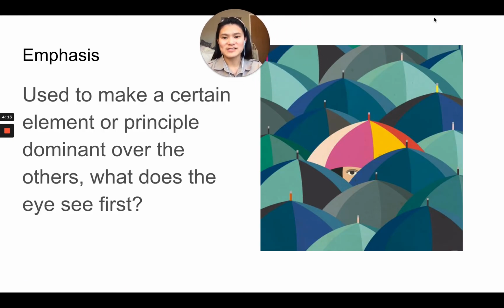And then we have emphasis, which is used to make a certain element or principle dominant over the others. Where does the eye go first? So this is a pretty simple example. There's lots of umbrellas. Those are all the same. But then in the middle, we have an umbrella that is pink and red and yellow, while all the other umbrellas are those cool colors. So it's a little bit obvious and smack in the middle. So maybe not the strongest composition, but there is definitely intentional emphasis on that particular umbrella and the eye that you can see poking out from underneath it.